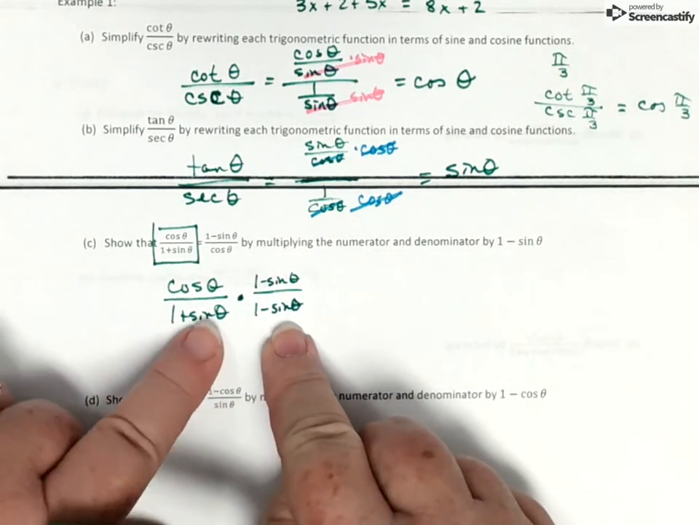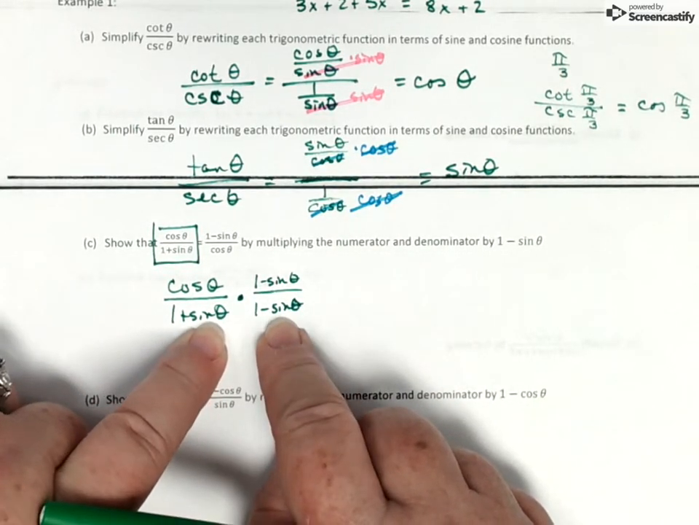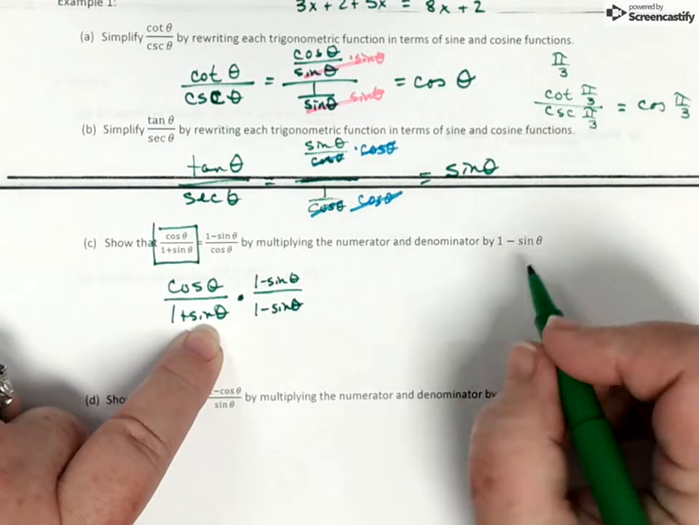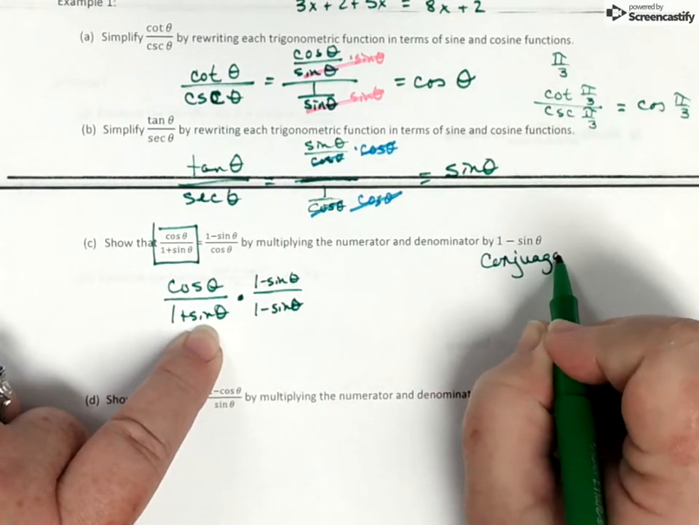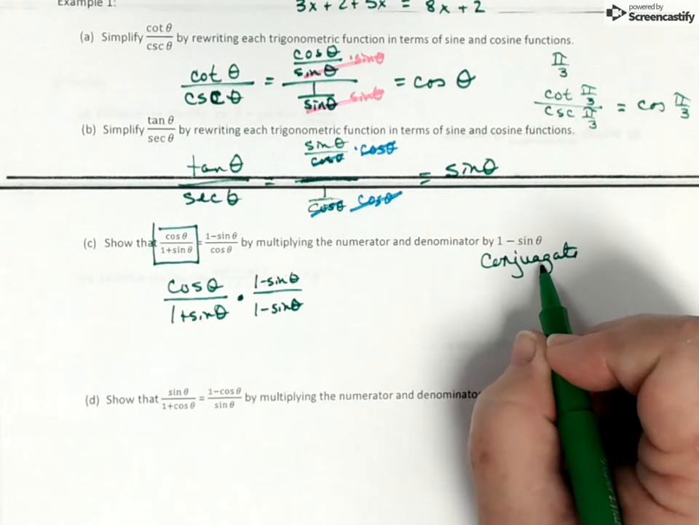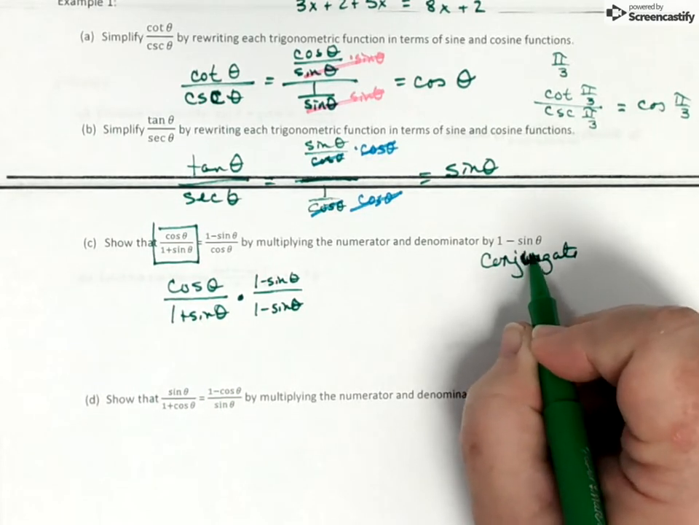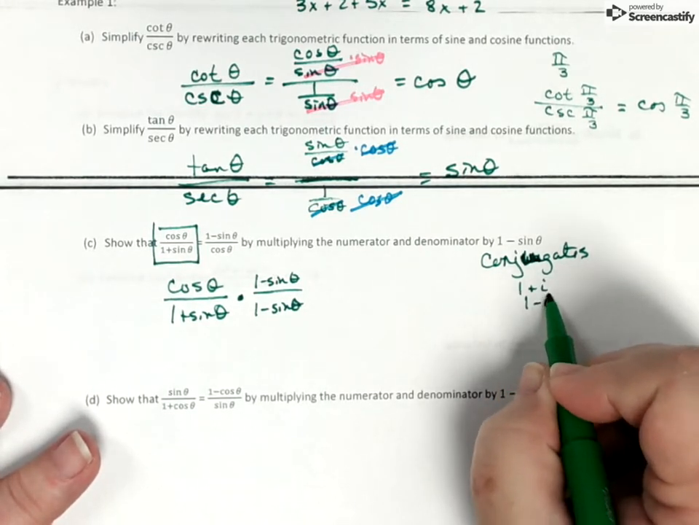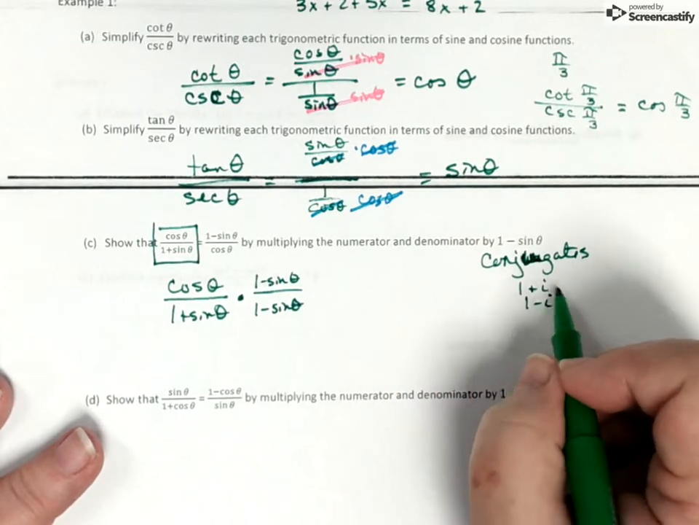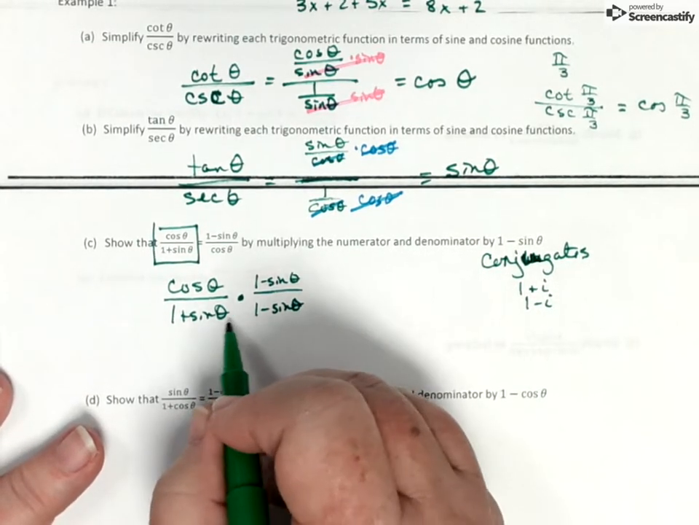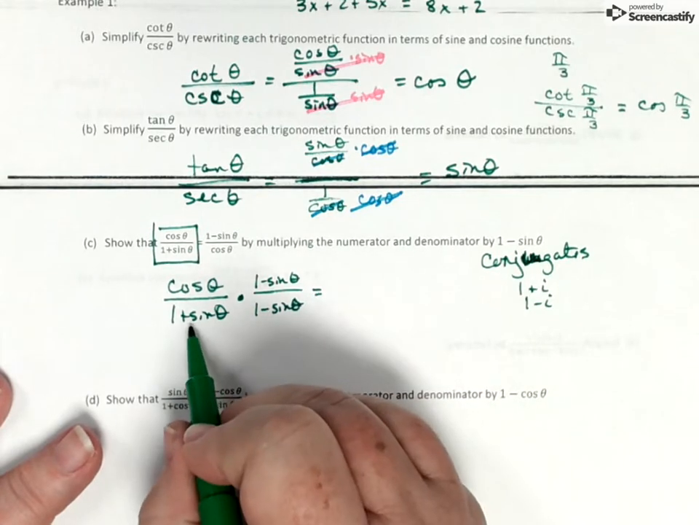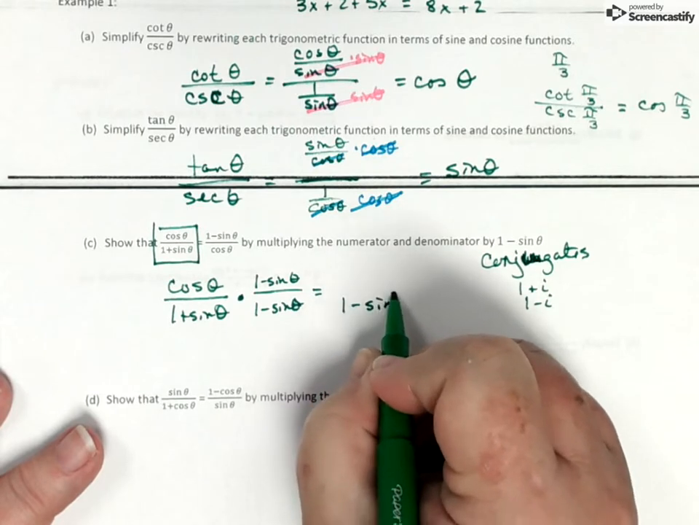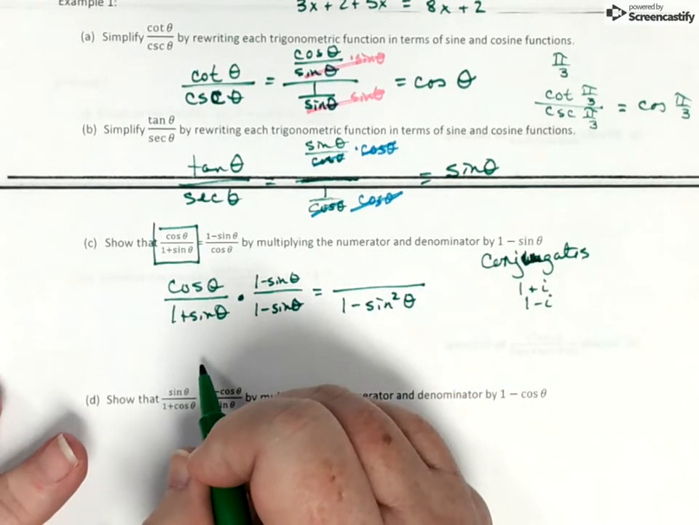Does anyone recognize the relationship in between these two? If you look at it, this is 1 plus something, 1 minus something, and those were called conjugates. Remember conjugates, when we had to multiply 1 plus i times 1 minus i, those were conjugates. The reason we did that was to get rid of the middle term. Well, when we multiply these two together, we're going to get 1 minus sine times 1 plus sine is 1 minus sine squared theta. It eliminated the middle term.